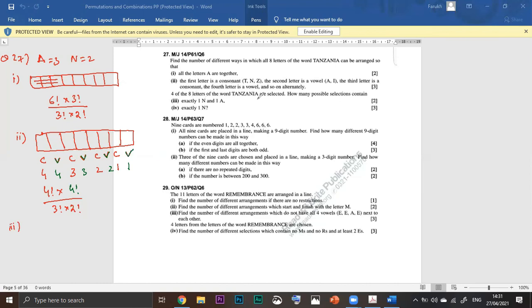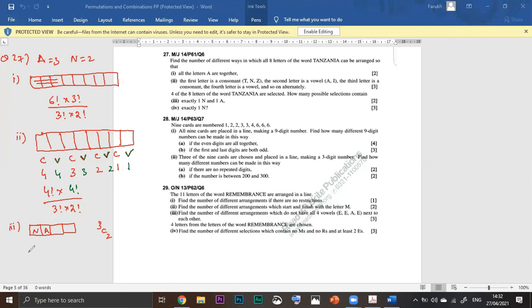4 of the 8 letters of the word Tanzania are selected. How many possible selections contain one A and one N? We will select 4 letters. It is given that one N and one A has been selected. Now we will select 2 letters from the other 3. The repeated letters are 5, total are 8, so there are other 3 letters. This one is simple 3C2. This one is part number 3.